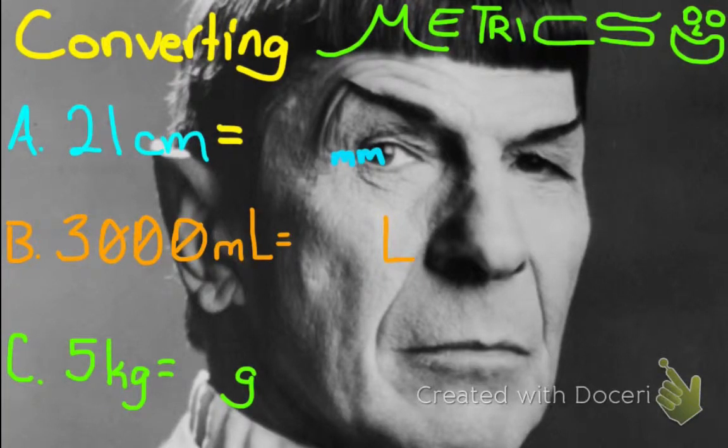Okay, so when you're converting metrics, the first thing you want to do is take a look at what units you're converting with. So in this case, we're going to convert from centimeters to millimeters. 21 centimeters equals how many millimeters?